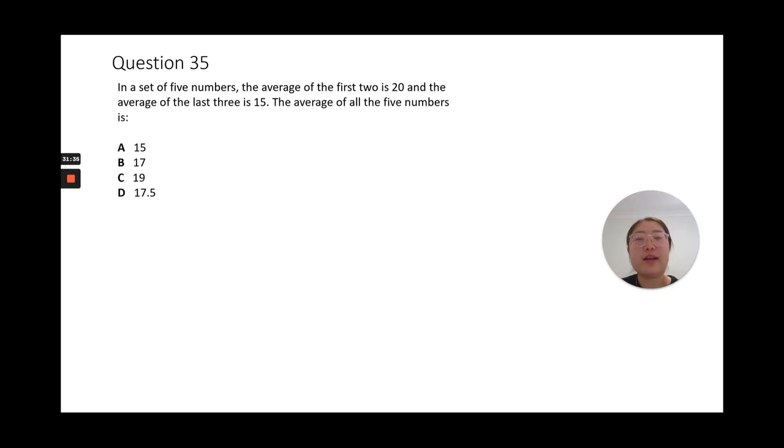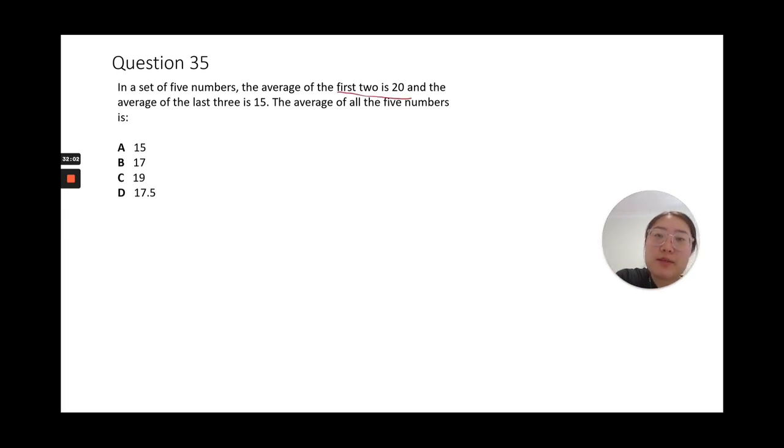Okay, 35 was to do with averages. We have 5 numbers. Average of first 2 is 20 and average of last 3 is 15. Average of all 5 numbers is...? Averages are essentially just the total of everything divided by the number of people there, or number of things that are there to occupy each portion.